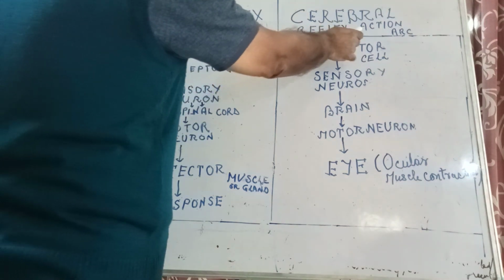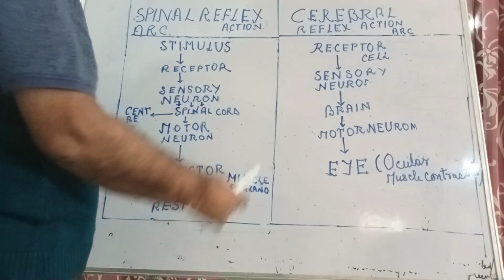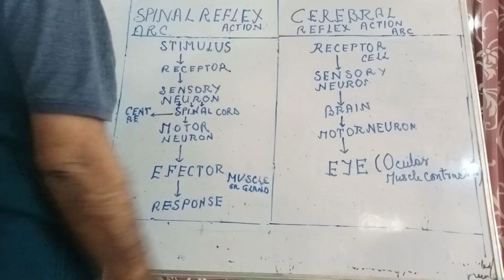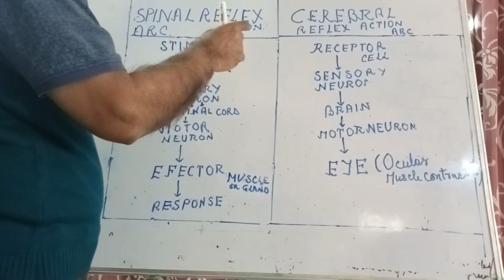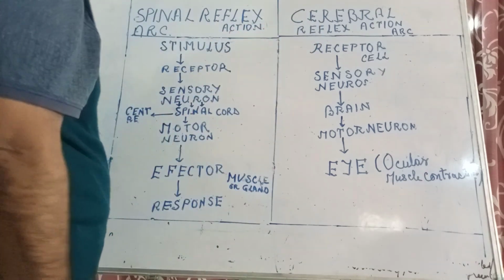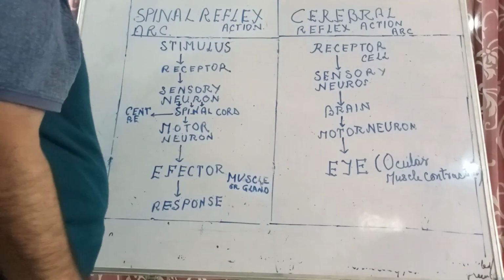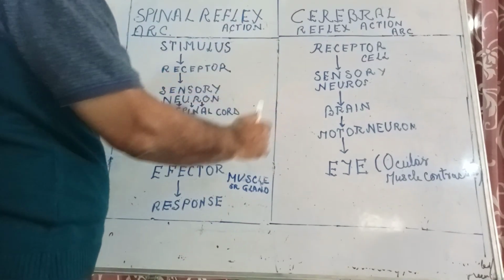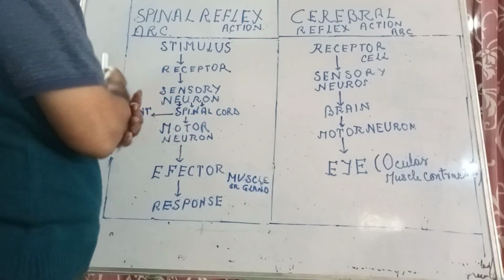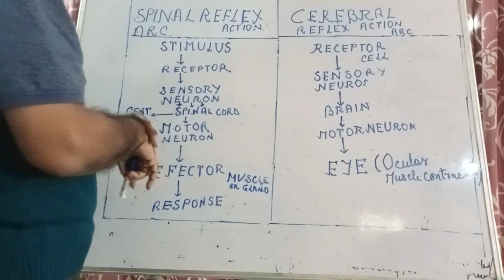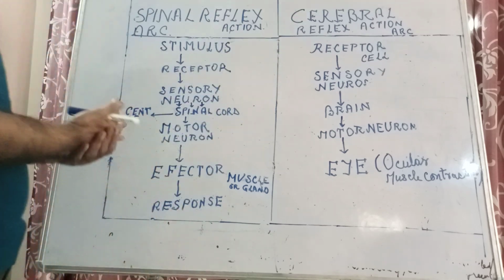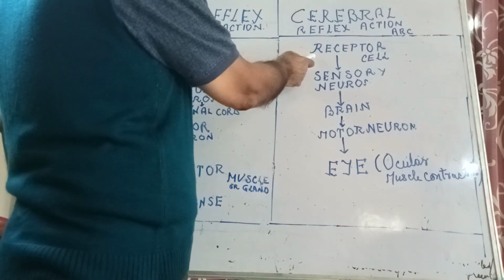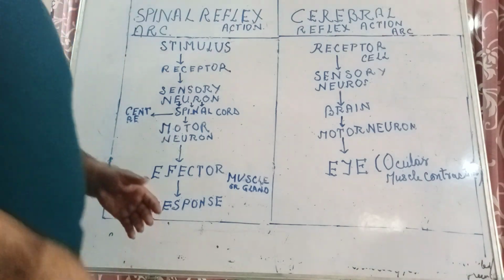And coming to the cerebral reflex action arc, this reflex action is controlled by the brain. The organs which are involved are directly connected with the brain. So that is the cerebral reflex action, and the arc will be the shortest possible route taken by the impulse from the receptor to the effector. How will this arc look like? So this will look like this.